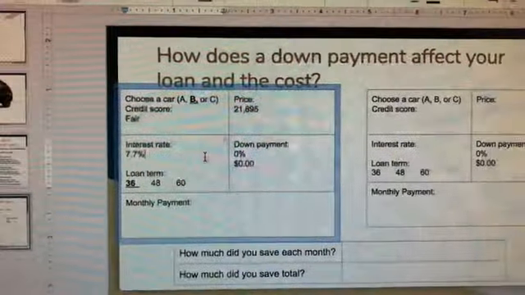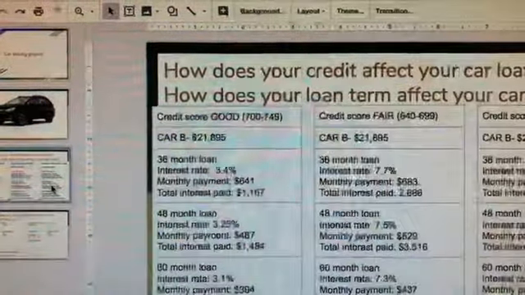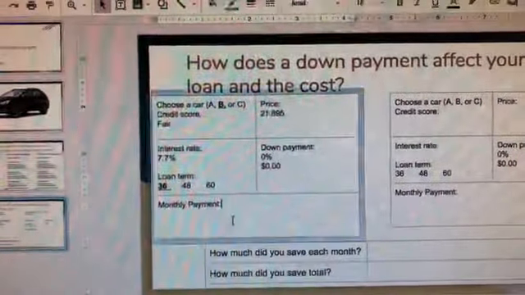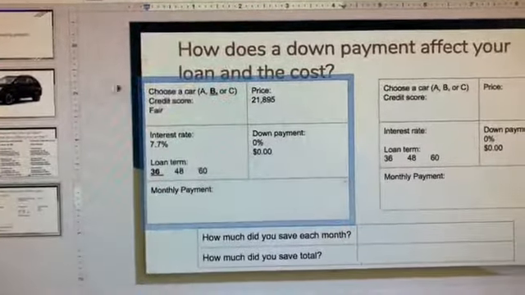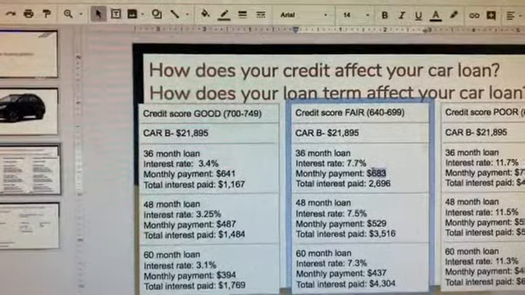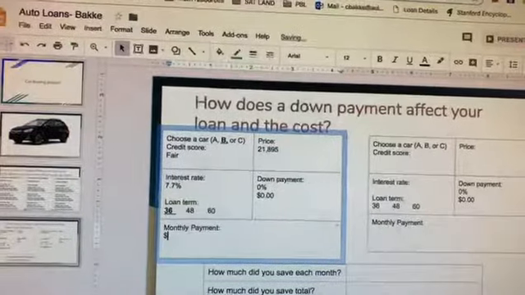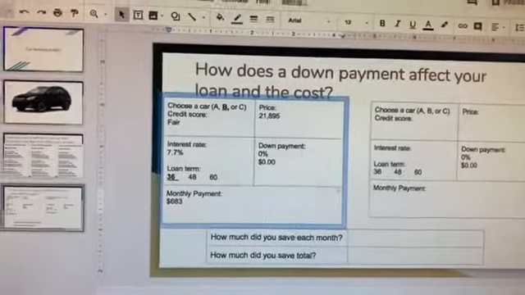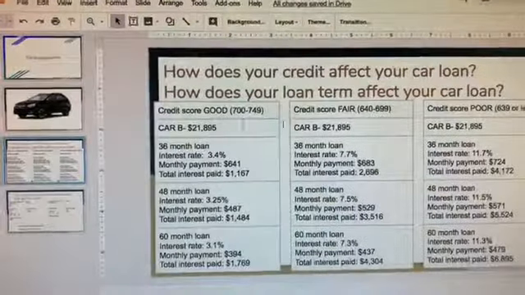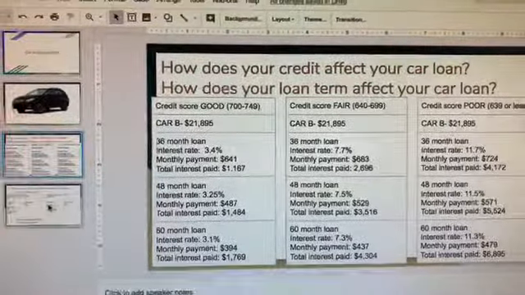7.7%, okay? Now, every single example you did on this part of the project already assumed a 0% down payment. So all we have to do is, once again, copy down the monthly payment from the 36-month loan and the fair credit score, which I see is 683. So I'm going to write that down as 683. So far, I didn't do any new math to do this part. I just literally went to this part of the project, chose one credit score, and I'm going to slowly but surely do all 3 of these examples.